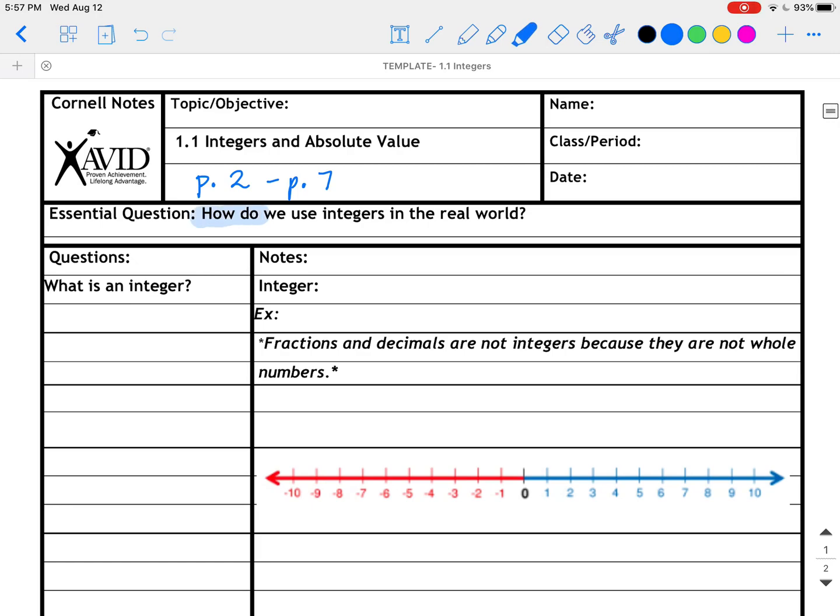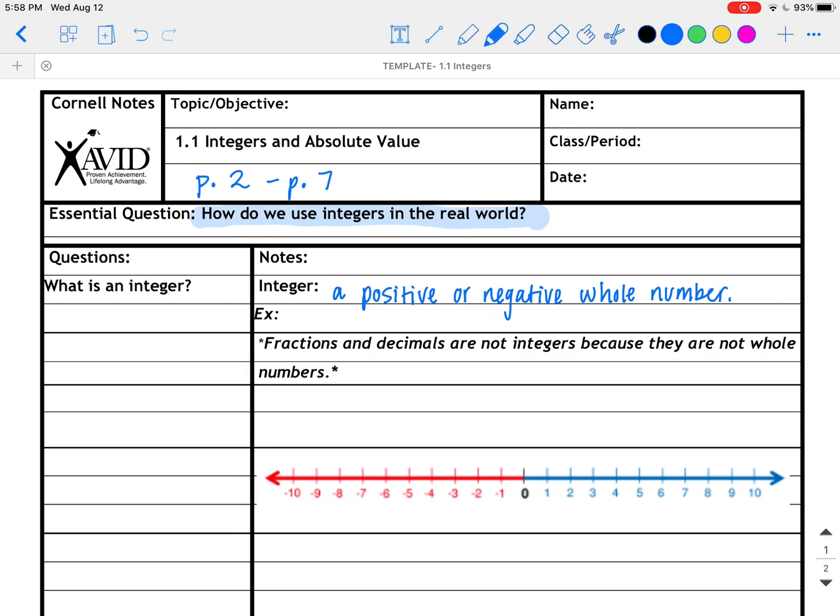So our essential question for today is, how do we use integers in the real world? Some of you may remember what an integer is, and if not, it's totally okay. It's been a very long summer and we all need a little bit of a refresher. So an integer is a positive or negative whole number. Hopefully that is a refresher for some of you.